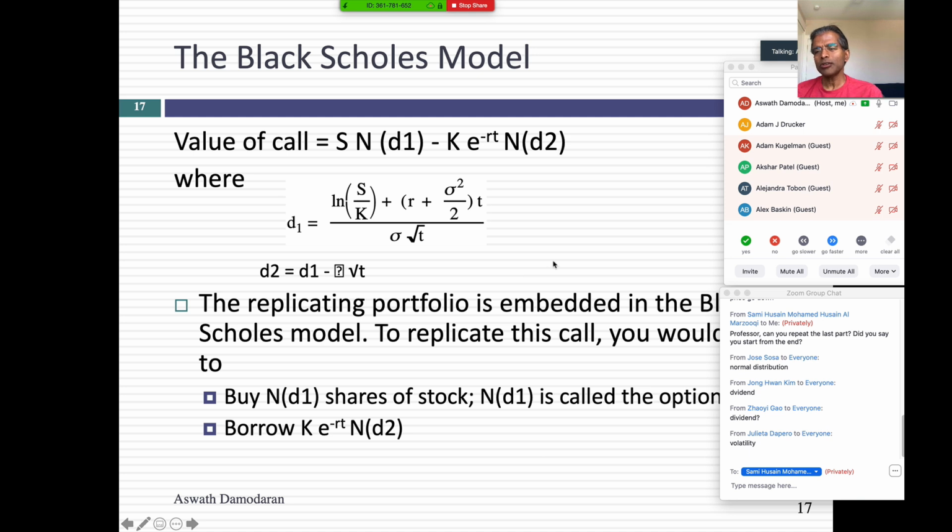But you're saying, where's the replicating portfolio? It's in there. In the Black-Scholes model, here's what the replicating portfolio will look like.